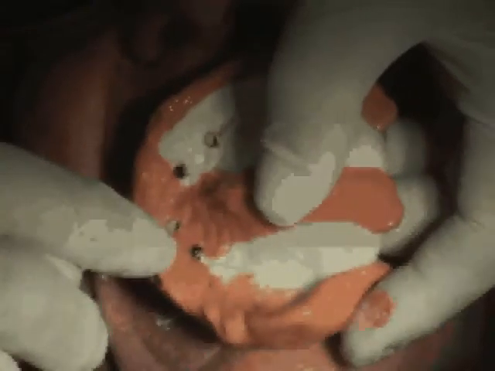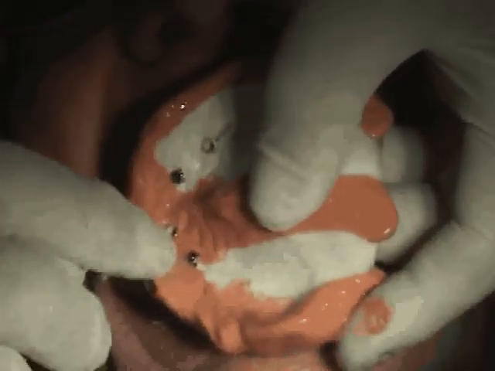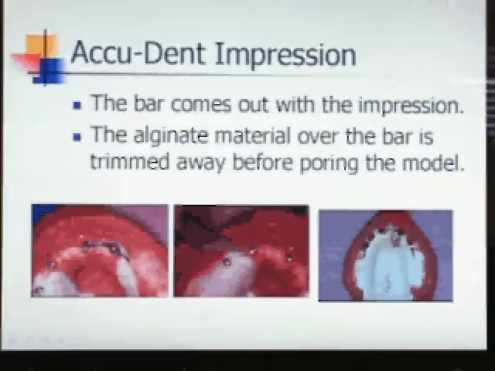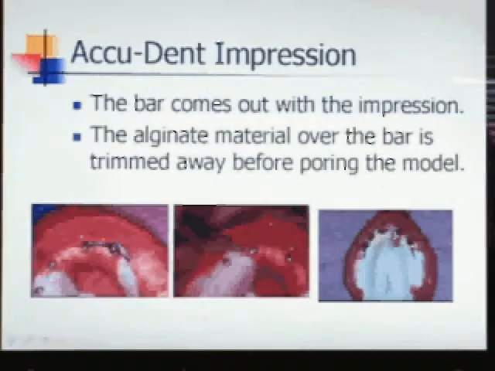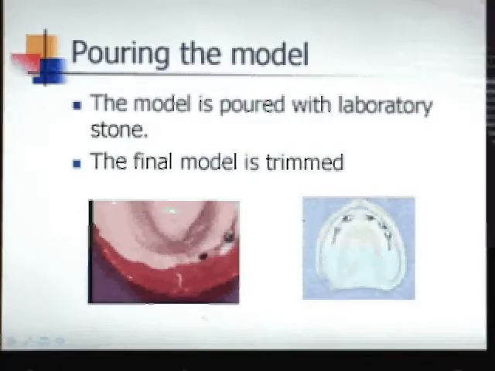Before we pour up the impression, we're going to take out the alginate material right under the bar, and then we're going to take the bar out and pour this up without the bar. The bar comes out with the impression. The alginate material over the bar is trimmed away before pouring up the model. The model is poured with laboratory stone, and the final model is trimmed.